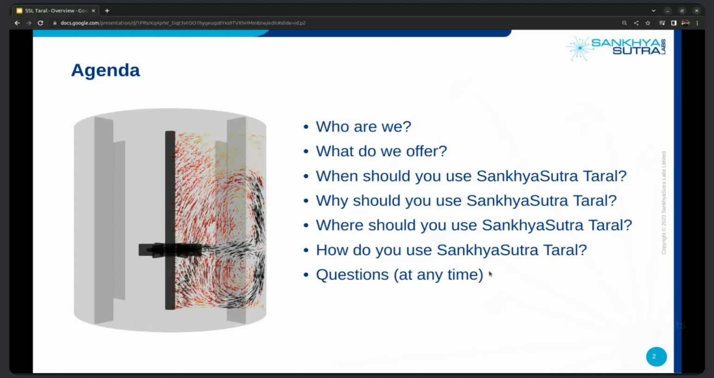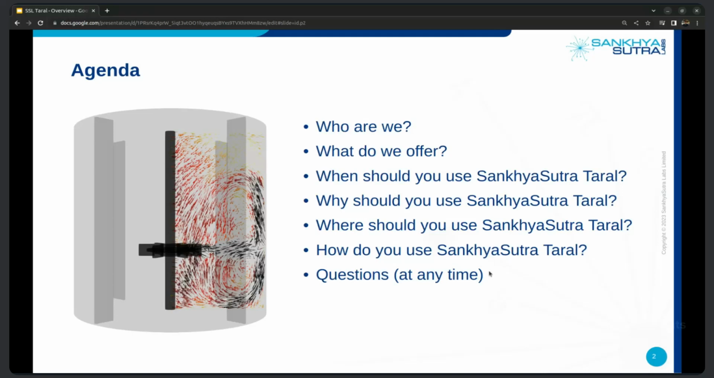So, like I said, this is the agenda. I'll describe to you how Taral is useful to you as a CFD tool to perform simulations where other solvers may struggle to give accurate results. I won't get into too much detail about the theory behind Lattice Boltzmann or the exact theory behind our solver, as all of this can be easily found online through published papers and other media. But I will describe to you when, why, and where you should be using Sankhyasutra Taral, where it's going to give you the most bang for buck.